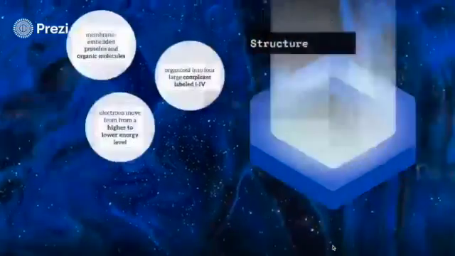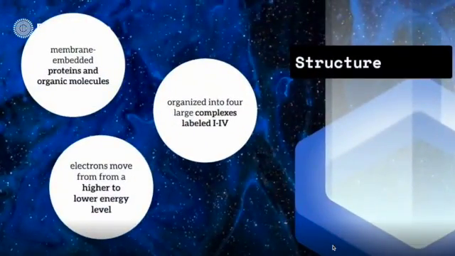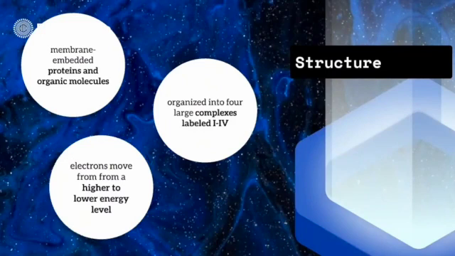Structure of ETC. ETC is composed of 4 multi-protein complexes, complexes 1 through 4, that are embedded within the inner mitochondrial membrane and have 2 small diffusible electron carriers shuttling electrons between each protein complex.